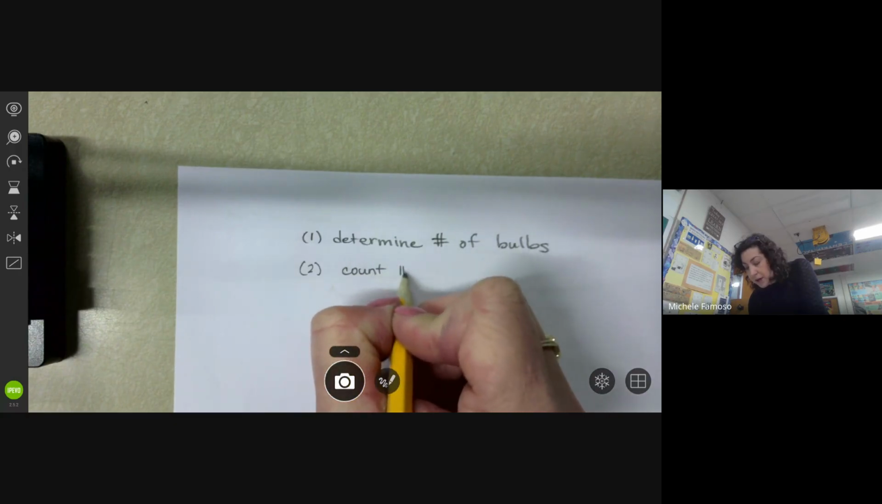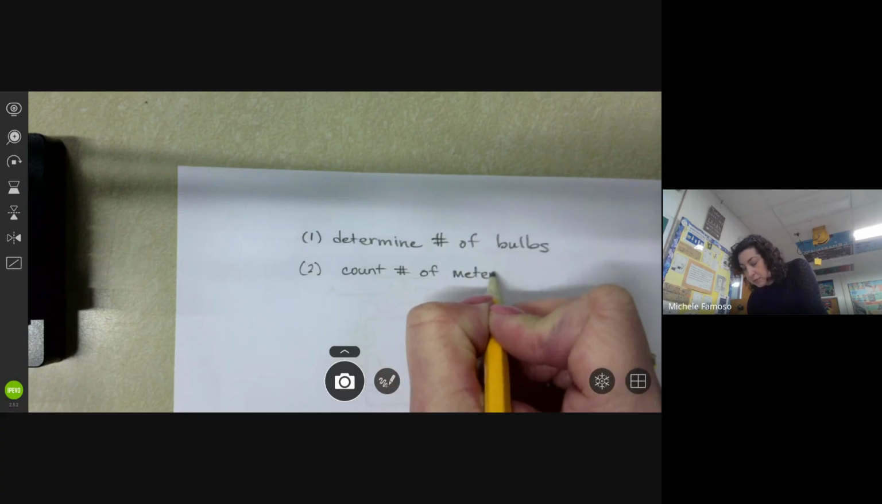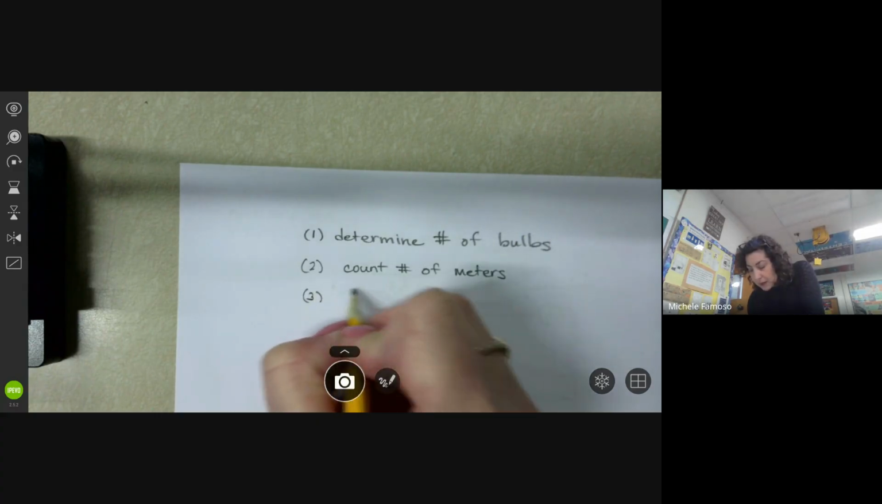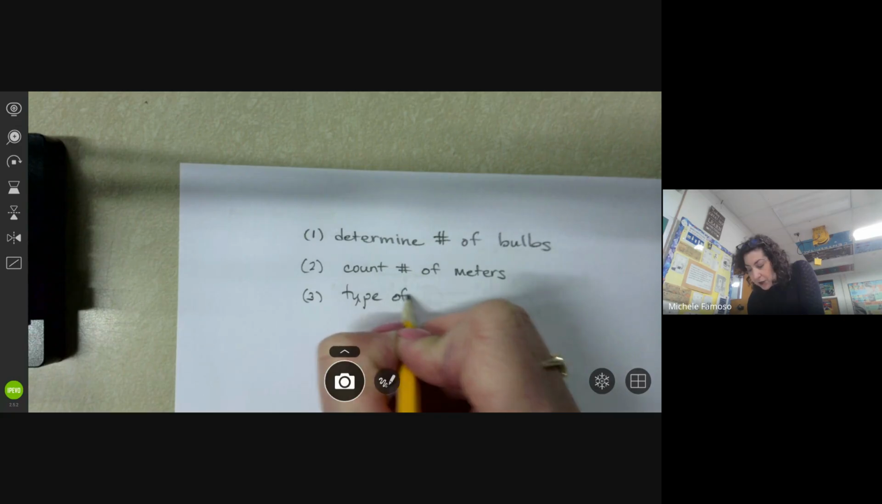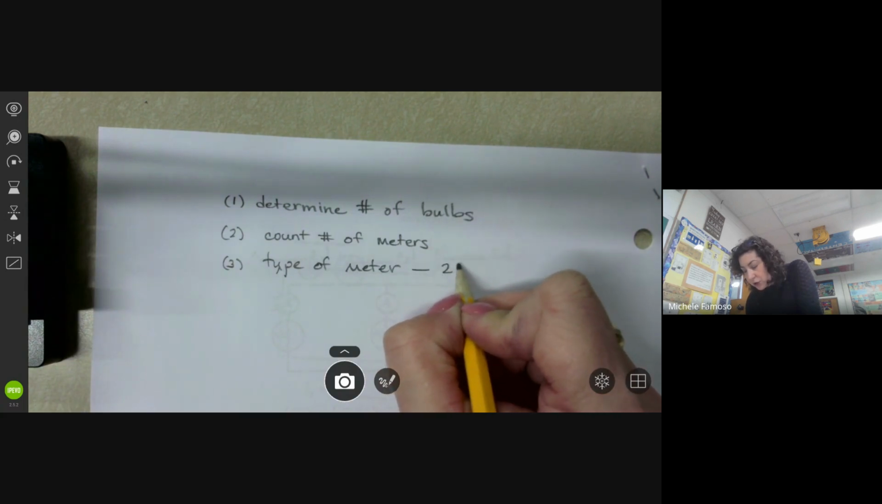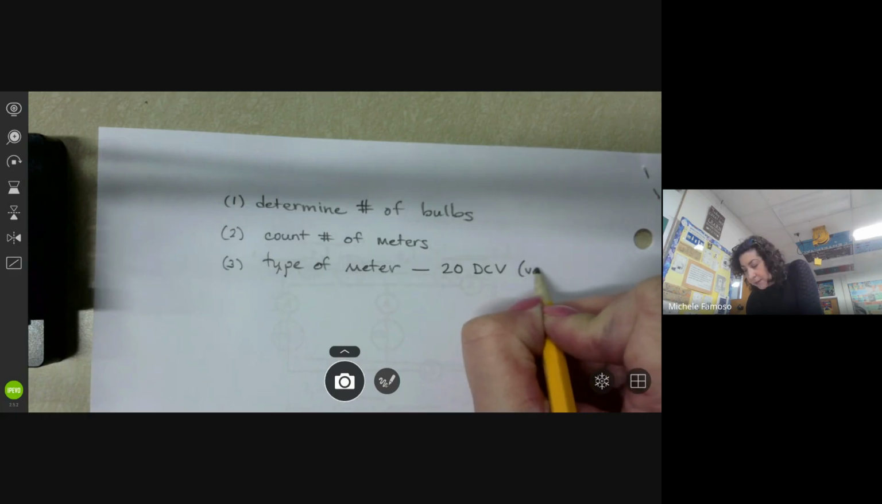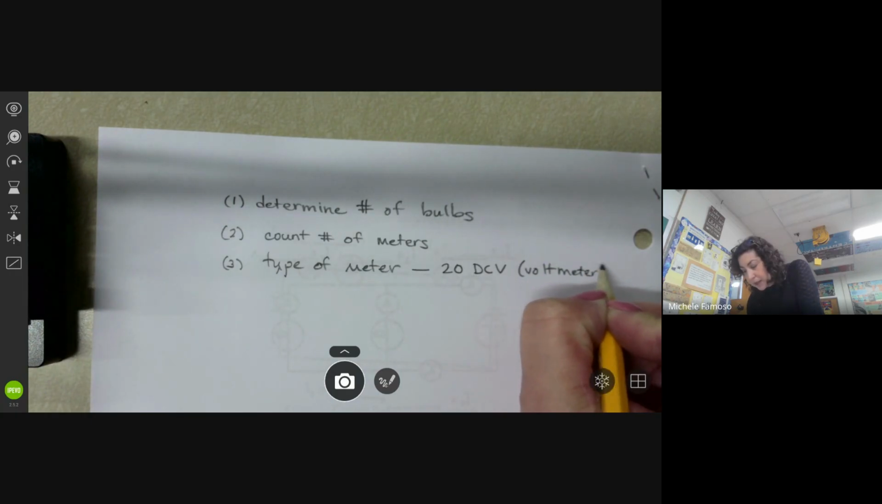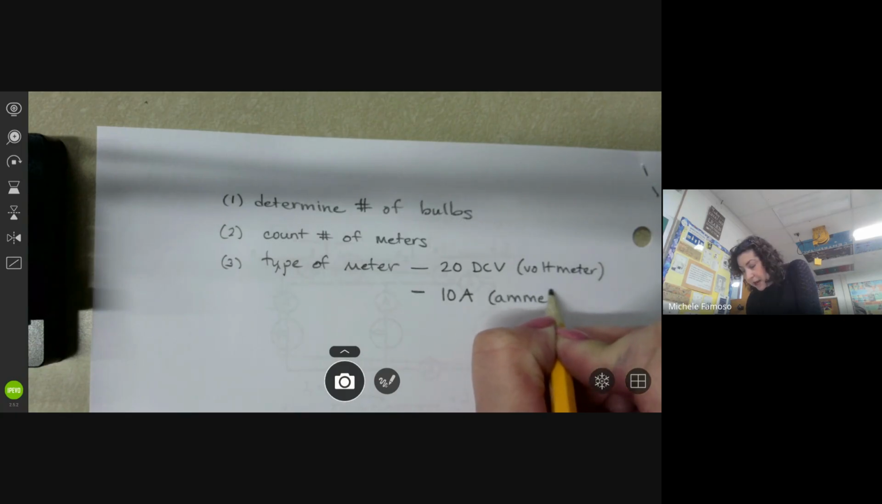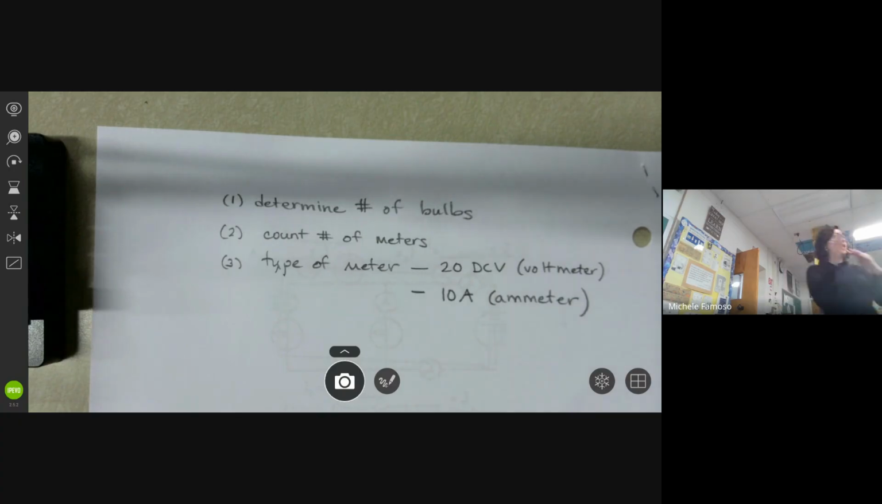Then count the number of meters. Some circuits have 2 meters, some have 3, some have 4. Look at your pictures. Try to see if you can match those up. Then, the type of meter will indicate what it is. So, if it is turned to 20 in the DCV, that means it is a voltmeter. If the dial is turned to 10A, that means it is an ammeter. Each circuit is either all voltmeters or all ammeters.